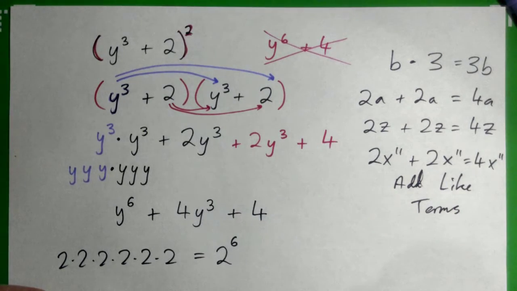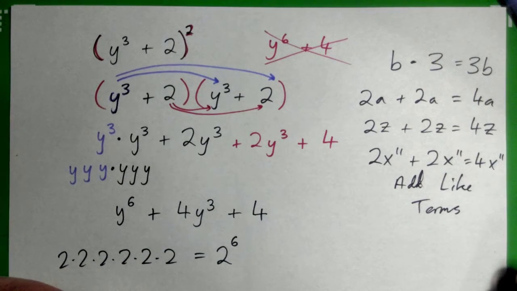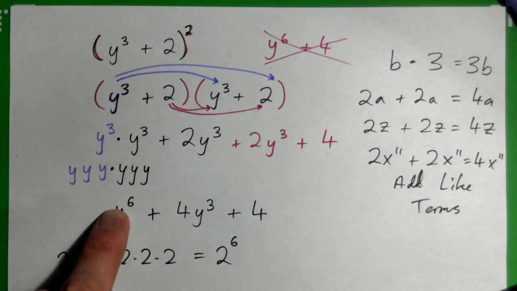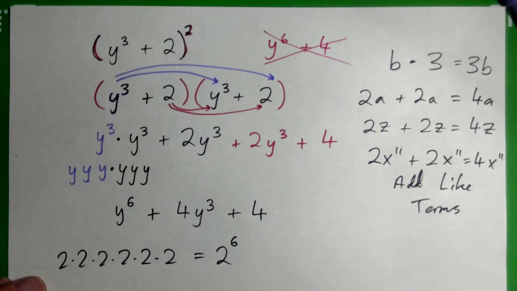Okay. Now can we do anything more to simplify this expression? Okay. They're not like terms. Right, these are not like terms. I've got a y to the power of 6, a y to the power of 3, and a number. So these are not like terms, and so that is the final answer.